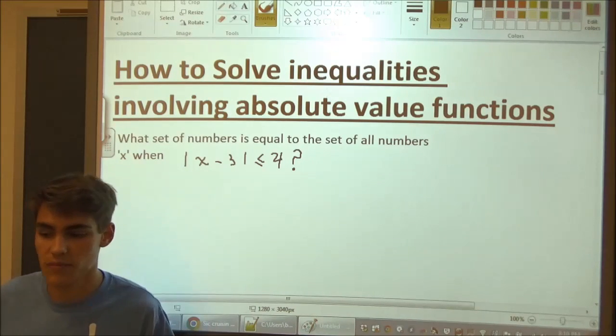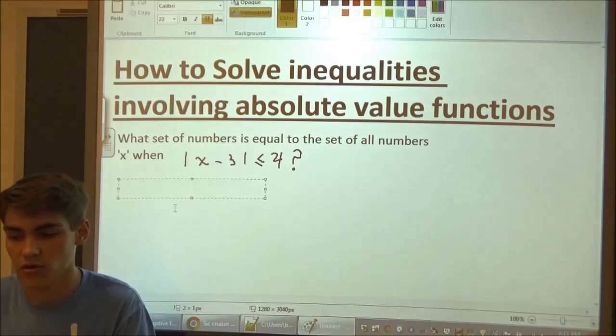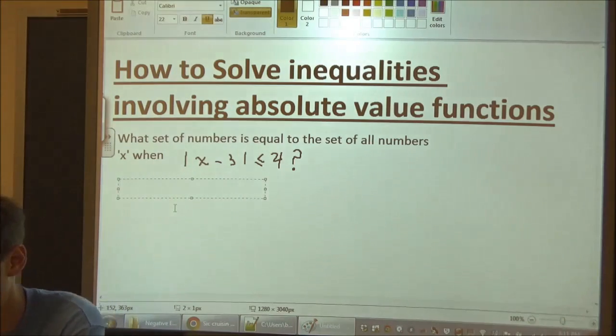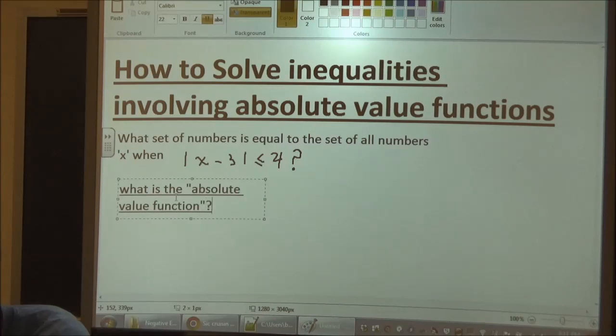There's a lot of ideas to unpack here, so I'm going to go slowly from the ground up, and then at the end of the video we'll solve this initial question, which looks complicated now. So to start off, what is the absolute value function?